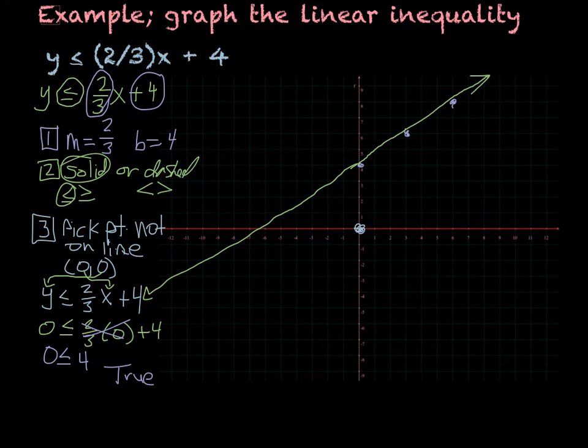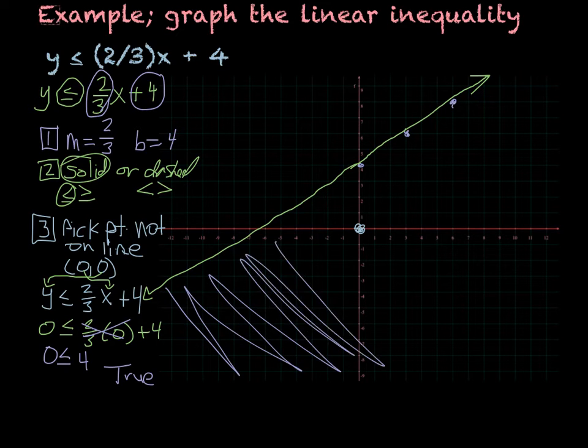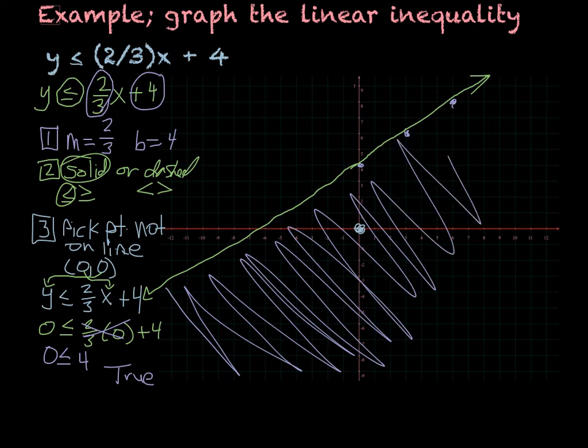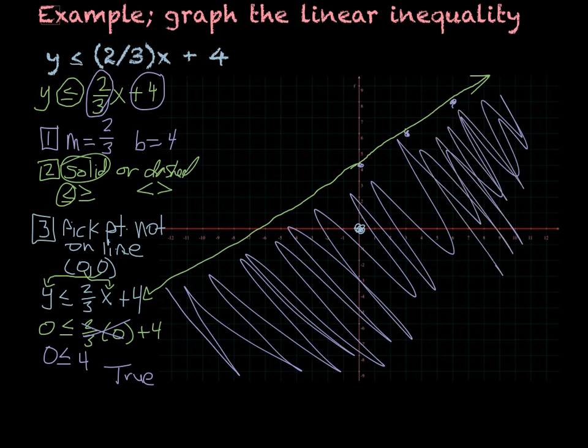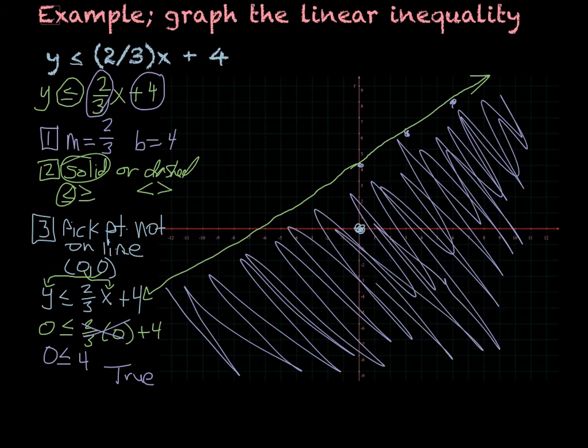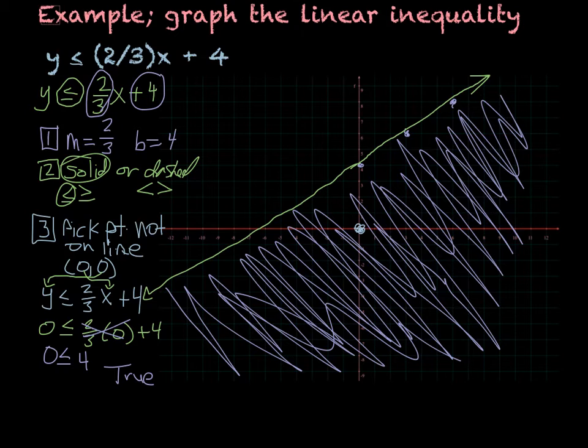Since 0 is less than 4, I shade on top of that point. So I'm going to shade below this line. And that would be your final answer.